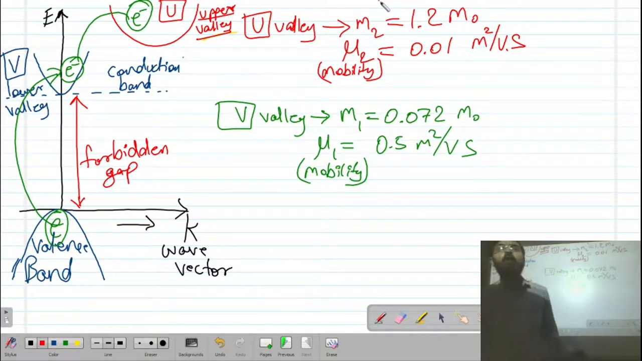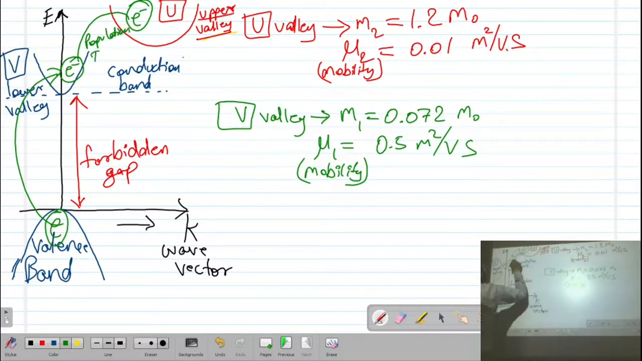There is a certain threshold field, approximately 3.3 kilovolt per centimeter, above which this intervalley transfer, from the V valley to the U valley, will take place. This is also known as population inversion. So this is all about the working with respect to the energy band.